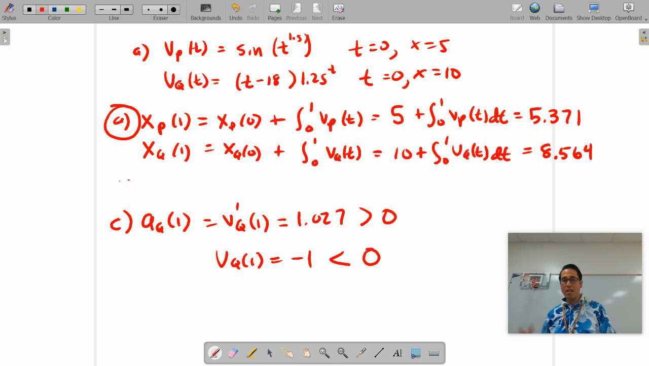So what are we going to say? Well, once again, just a statement giving an explanation for what my work showed. And that is, if acceleration and velocity are different signs or opposite signs, then we know the speed of that particle Q is decreasing at time t equals 1.